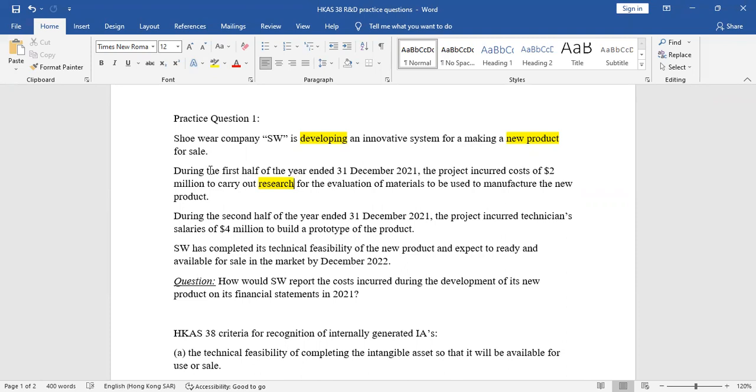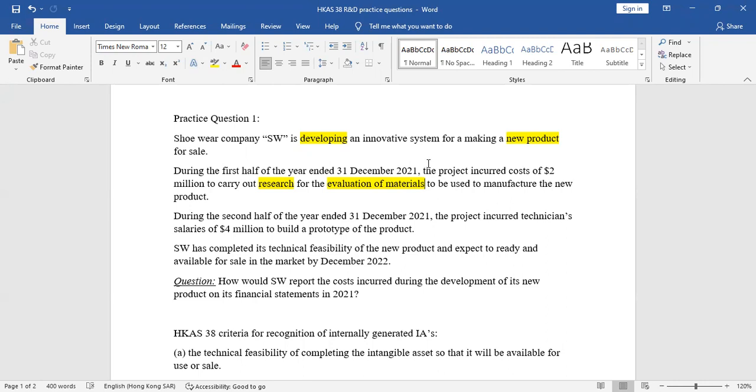So what company is trying to do here is they're trying to research for new material, evaluation of new materials that company might use to produce the new product, right? So they're trying to find things. Nothing is certain right now, but they're just trying to research on their options, right?